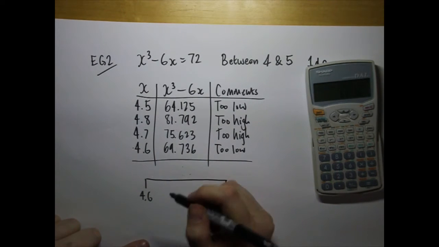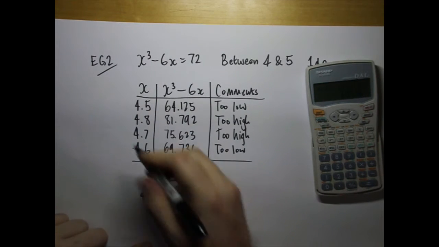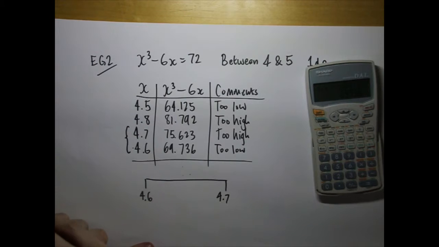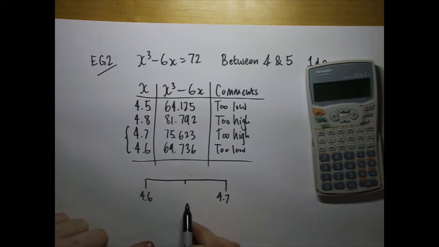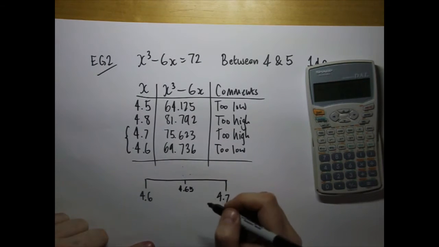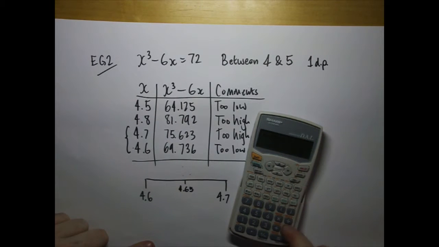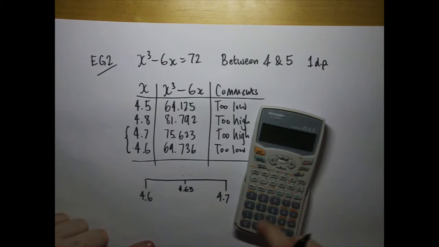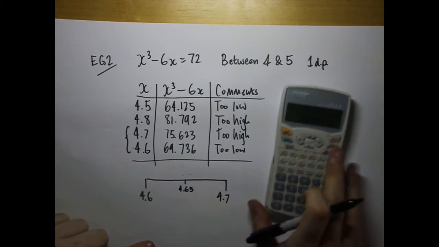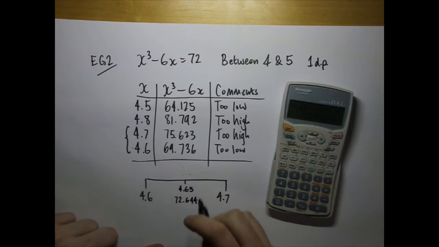So remember, we draw this little line, we put our lower number of 4.6 and our higher number of 4.7, the two values wherein lies the answer. So the halfway point, 4.65. I hope you'll agree with that. What does 4.65 cubed minus 6 times 4.65 give us now? 72.644. That's really close, really close.